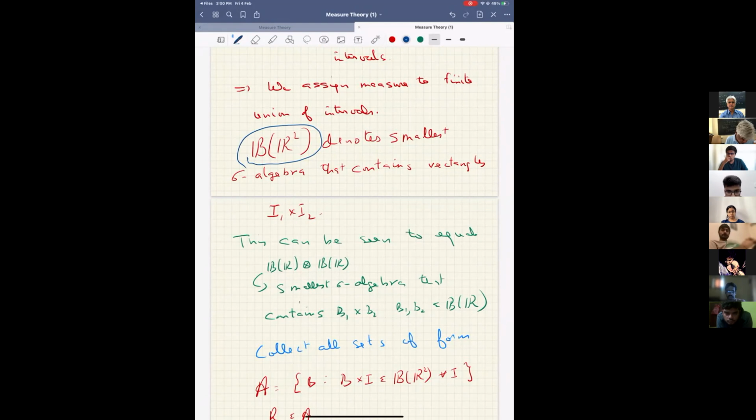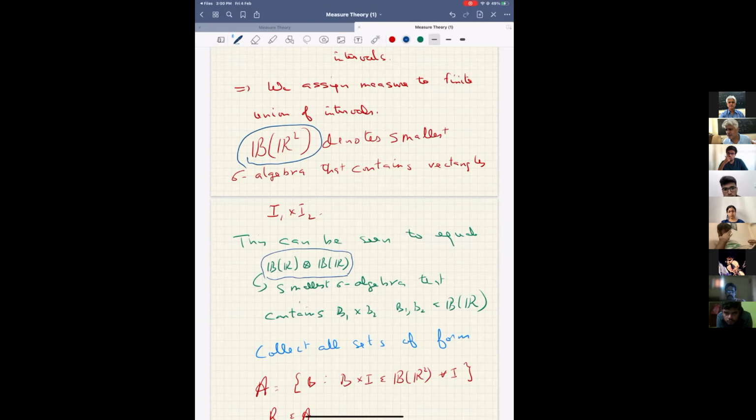Actually it is equal to B of R product with B of R, the product of those two sigma algebras. So what do I mean by this? I mean the smallest sigma algebra that contains B1 cross B2 for all B1 and B2 which are Borel sets, right? So clearly this is going to be bigger, right? Because this already contains all the intervals. And then one can argue that the two sigma algebras are going to be the same. So we'll do that right now.